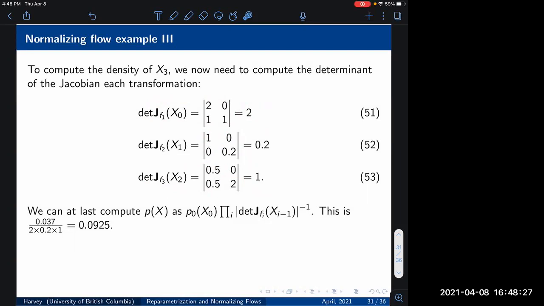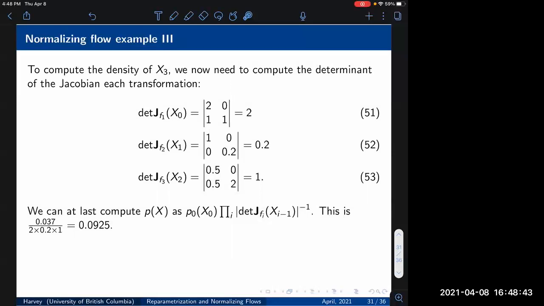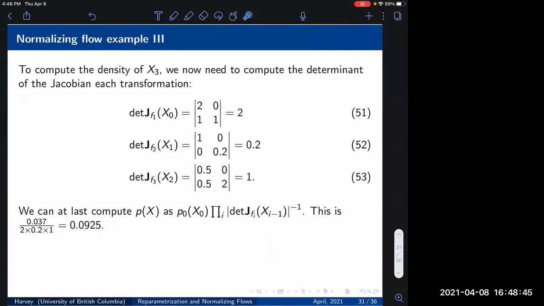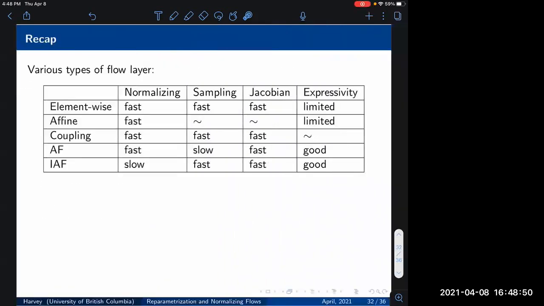We multiply them together to get the determinant of the full Jacobian, and basically do this to apply the change of variables rule and get out a final probability density, which is a number which we can't really interpret, but now we have it. So yeah, this is basically the end of the lecture.